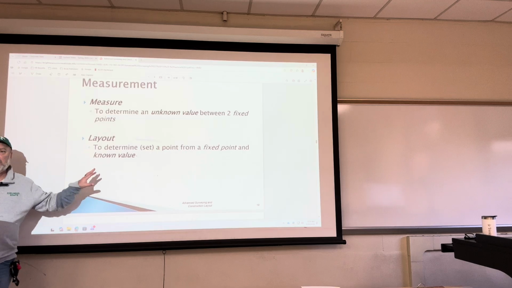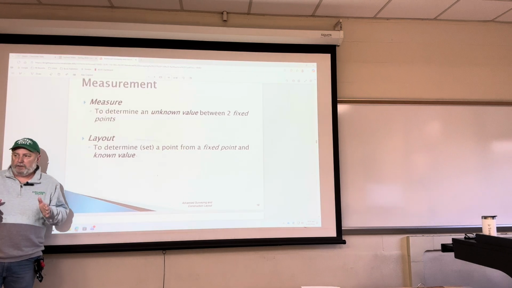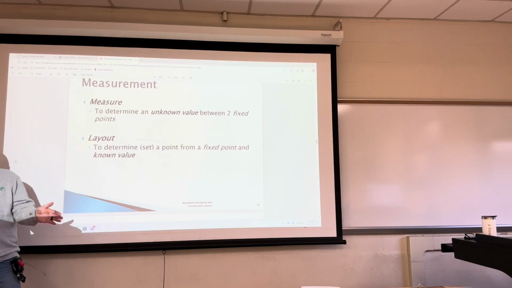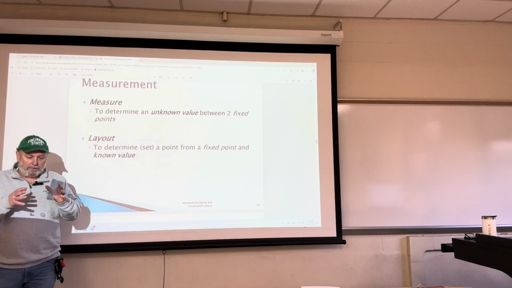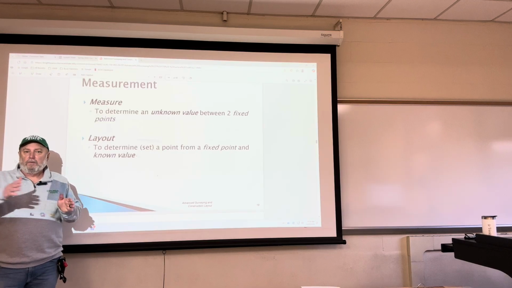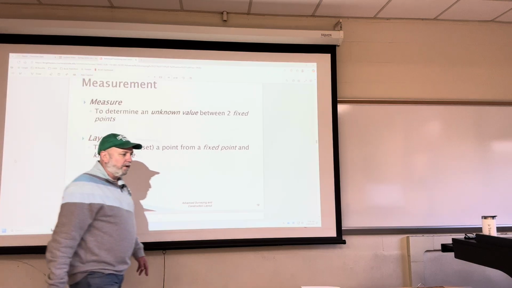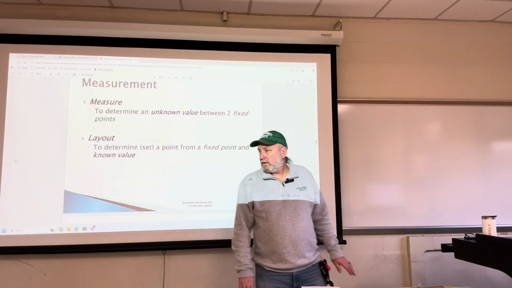To be a little more specific, when we're doing layout, we will have two known points to establish a baseline. They have known values. We will establish a baseline. We will lay out an unknown point, well, a known point, with angles and distances.